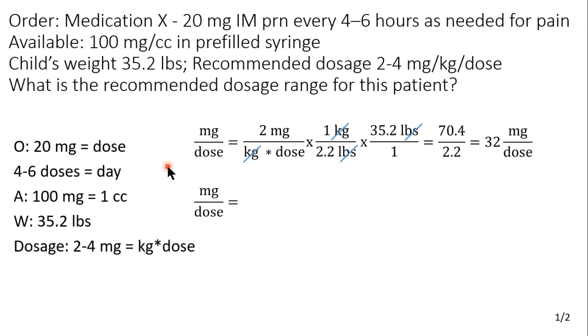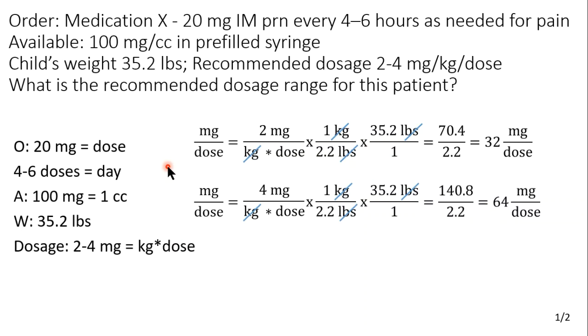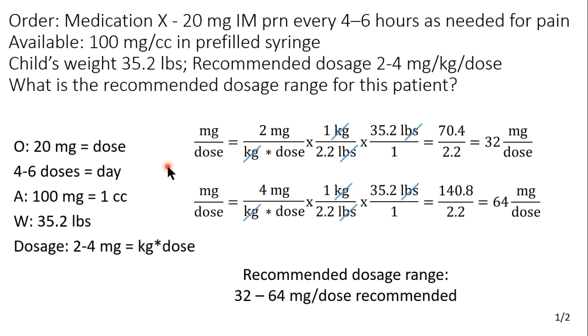Then we do the same, but for 4 milligrams per kilogram per dose. We add the conversion ratio, 1 kilogram over 2.2 pounds, times the weight, 35.2 pounds over 1. The kilograms and the pounds cancel out, so we multiply 4 times 35.2, which gives us 140.8, divided by 2.2, which gives us 64 milligrams per dose. So the recommended dosage range for this patient is 32 to 64 milligrams per dose.